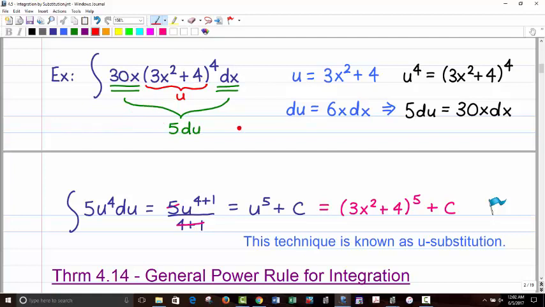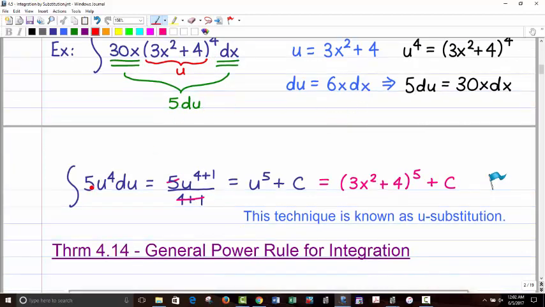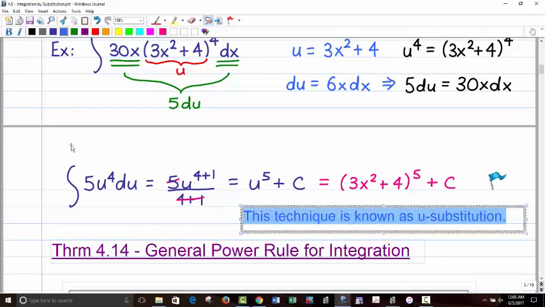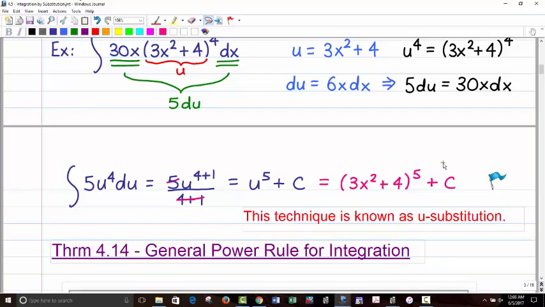And so that would be 5 du, and that would be u to the 4th. So then you rewrite your integral as 5u to the 4th du, and then you use the power rule. That's simple enough. So u to the 4 plus 1 over 4 plus 1. The 5s would cancel out. It would be u to the 5th plus c. Then our last step is to plug in the original representation of u in here. So it'd be 3x squared plus 4. So the final answer is 3x squared plus 4 to the 5th plus c. And we already know that that's correct from what we did earlier with the same example.